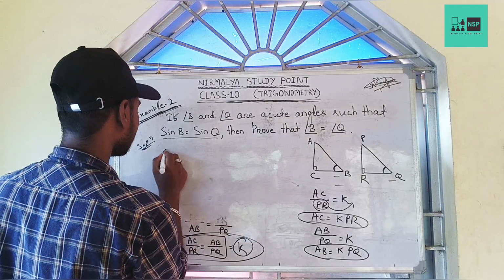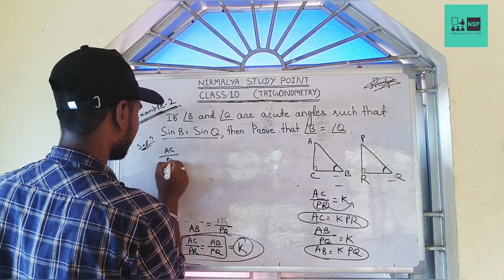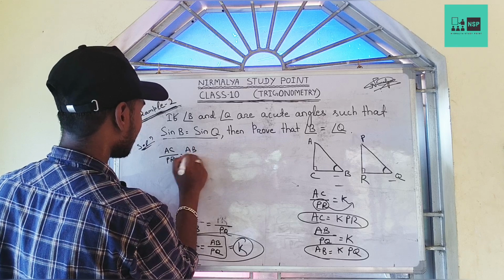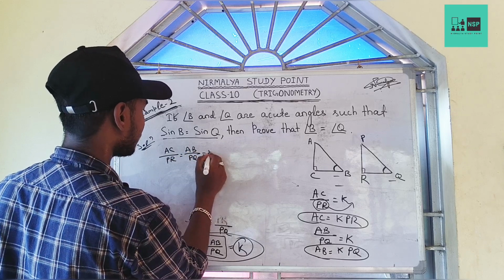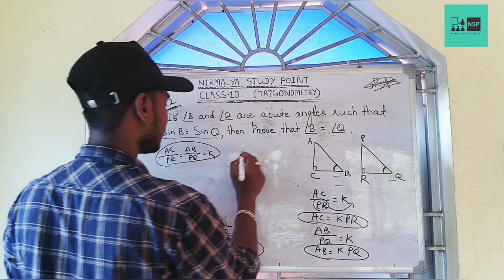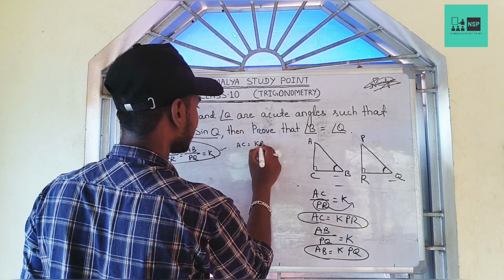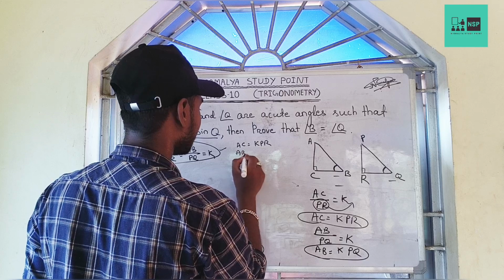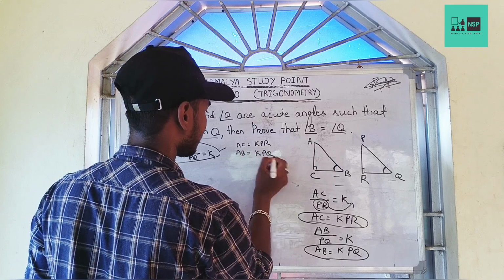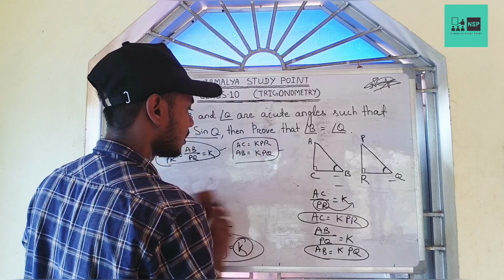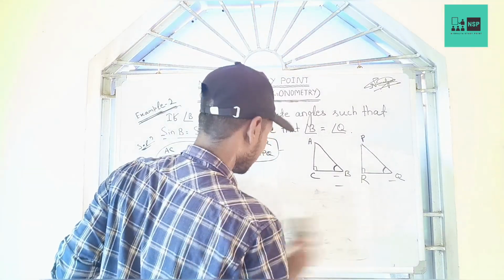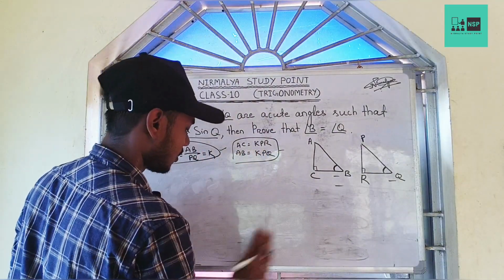So the first one is AC by PR is equal to AB by PQ is equal to K. This one we have to remember. And AC is equal to K PR, and another one is AB is equal to K PQ. We have to remember this also. Okay, so what we will do next?